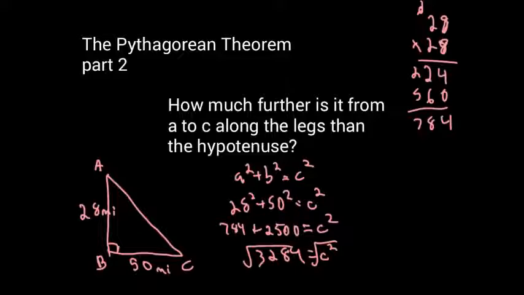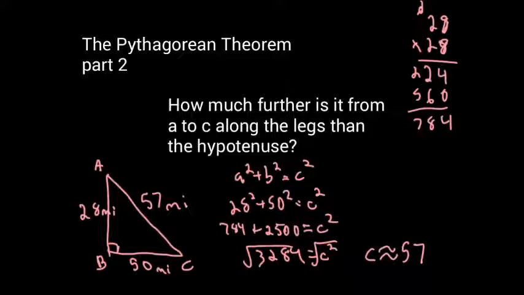At this point, these numbers are getting so big, you can go ahead and use a calculator to get the square root of 3,284. So when you work that out, you're going to get C is about 57. So our hypotenuse there is about 57 miles.